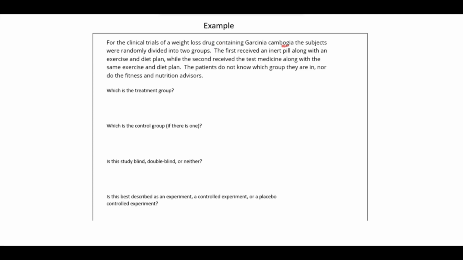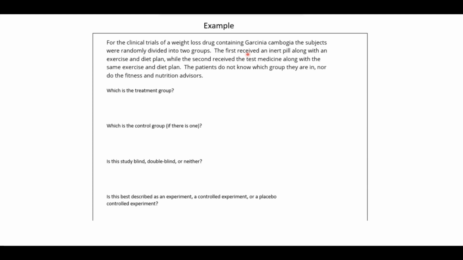So they're trying to have just the inert pill, which would be a placebo, and a test medicine be the only difference between these two groups by making sure they each have the same exercise and diet plan. The patients do not know which group they are in, nor do the fitness and nutrition advisors. So the people giving them the pills and telling them the exercise and diet plans, they don't know. Neither do the patients know what groups are getting the treatment or the inert pill.